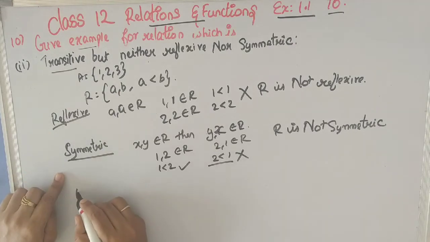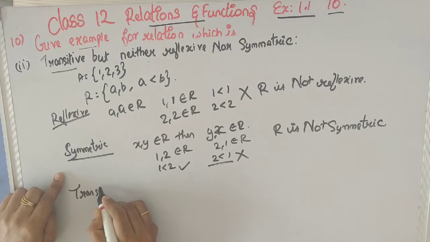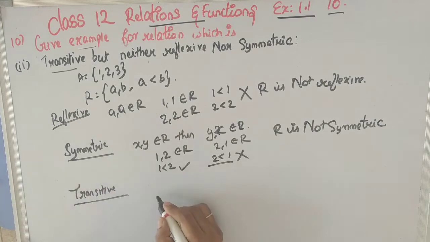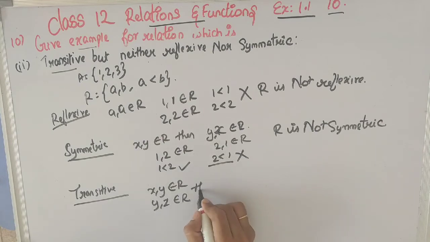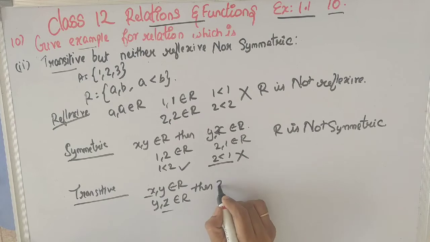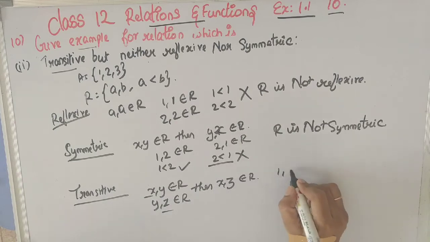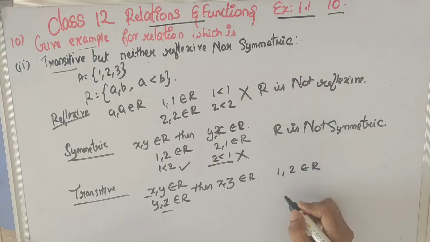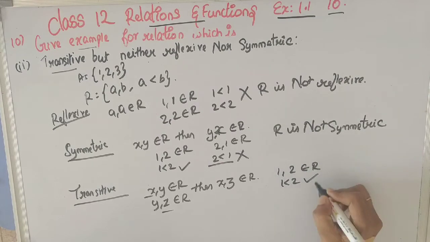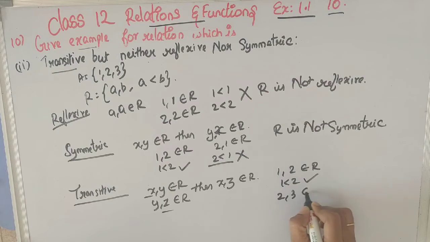Clear? Now, let's check whether this relation is transitive or not. What is a transitive relation? If (x, y) and (y, z) are elements of R, then (x, z) must also be an element of R for the relation to be transitive. Here (1, 2) is an element of R. Is it possible? Yes, 1 is less than 2. Then (2, 3) is an element of R.